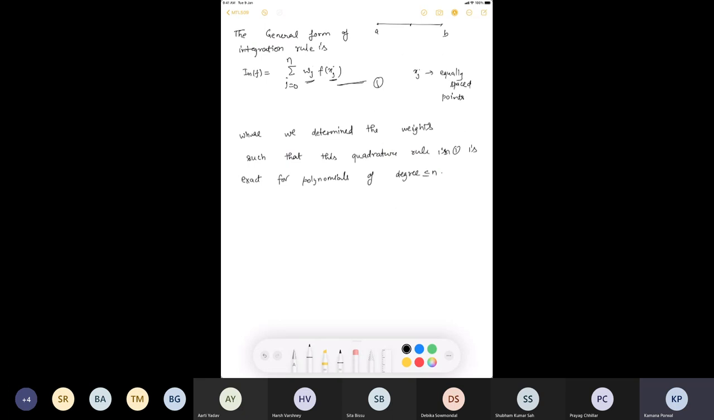Then it will be more clear. So here, it is possible to make these rules exact for higher polynomial degree.